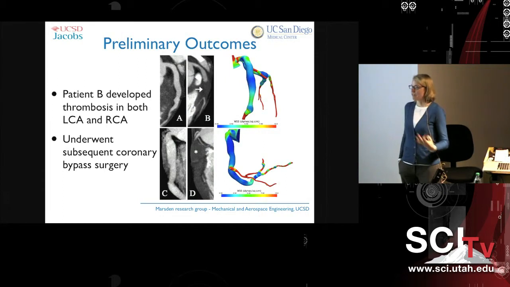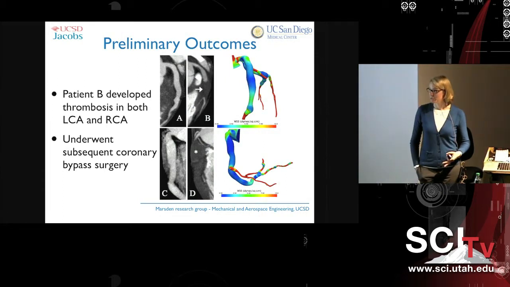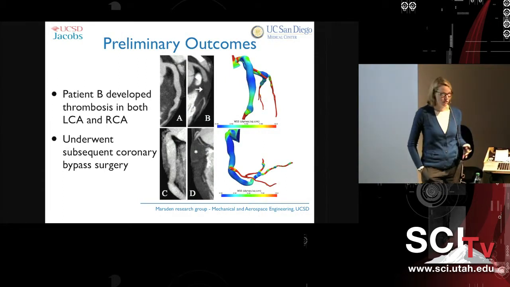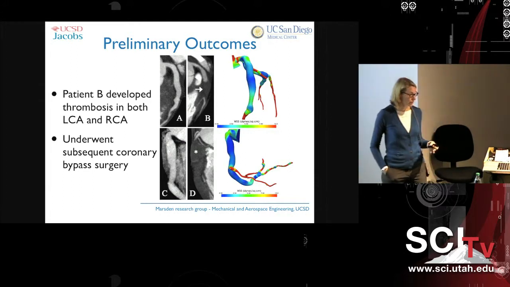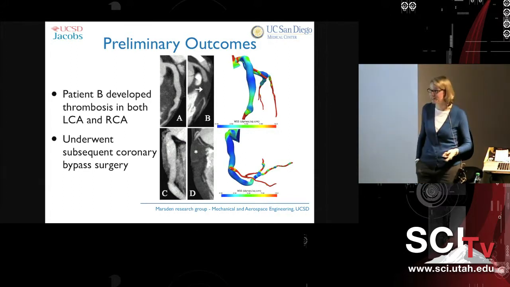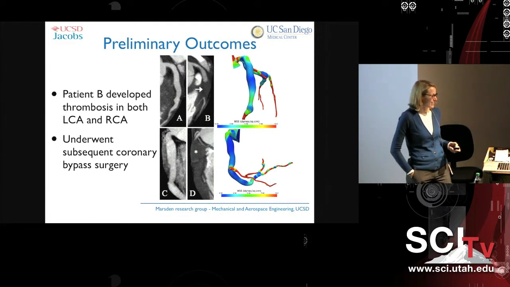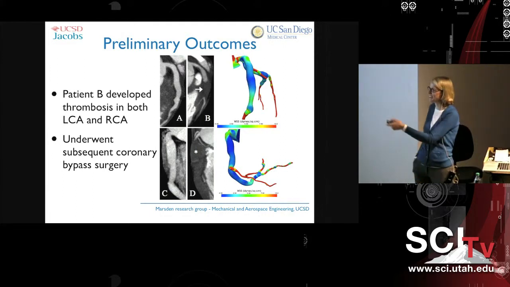It turns out that after we did the simulations, patient B actually developed thrombosis in both left and right coronary arteries and had to go for bypass surgery. My grad student was a little freaked out by this. He'd been doing these simulations.